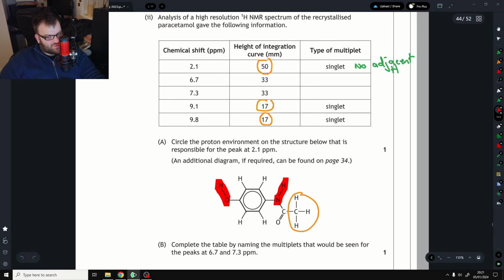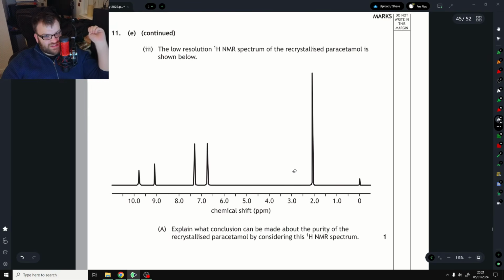Next, we're asked about the multiplets that would be seen for the other peaks. We're talking about the other hydrogens that are involved. They have got one hydrogen on adjacent carbons. That would give rise, using the N+1 rule, to a doublet, or in both cases would be doublets because they're in similar environments. Last question, they're asking us about purity from a low resolution NMR.